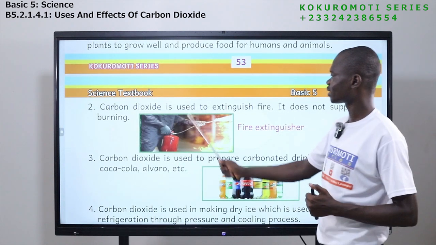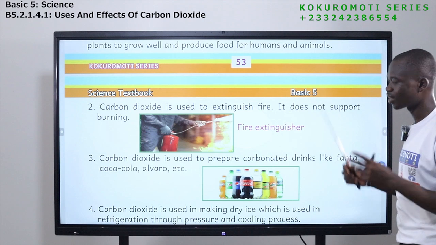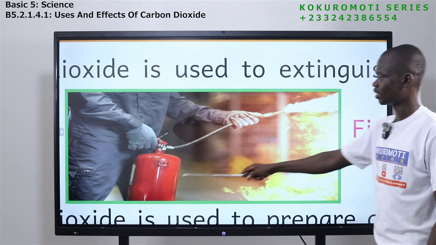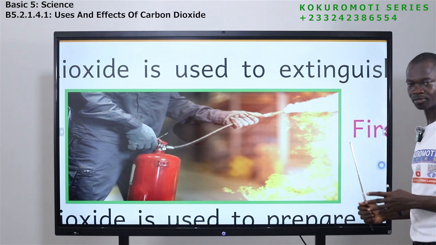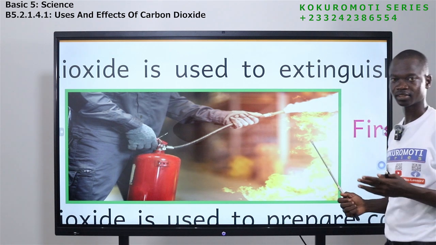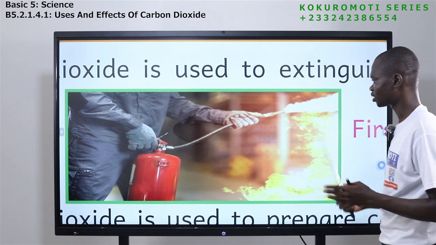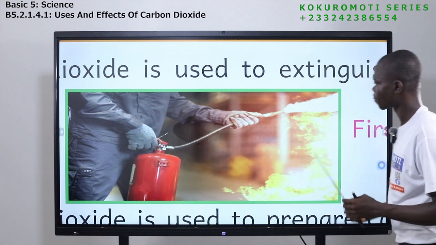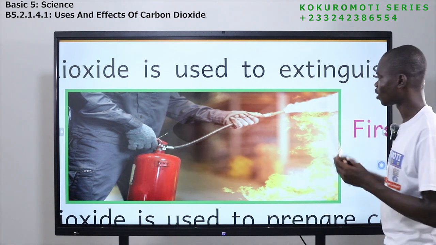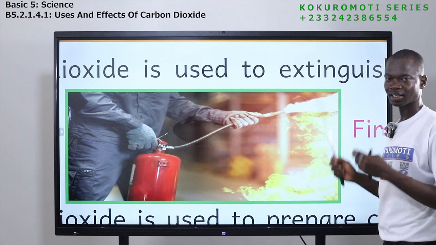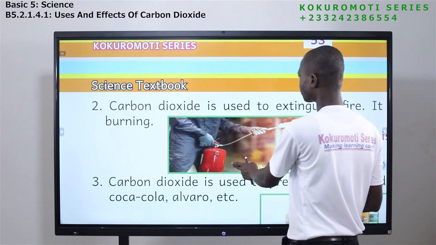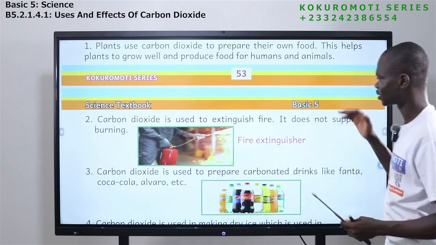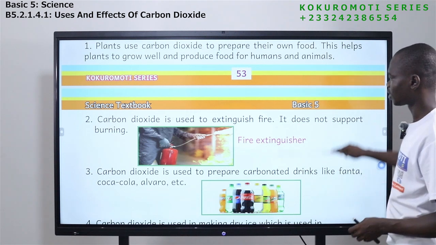The next one is carbon dioxide is used to extinguish fire. The fire extinguisher is used to extinguish fire. If fire is burning and you want to stop it, you need a fire extinguisher. What is coming out of this cylinder contains different chemicals. One of them is carbon dioxide. Carbon dioxide extinguishes fire.